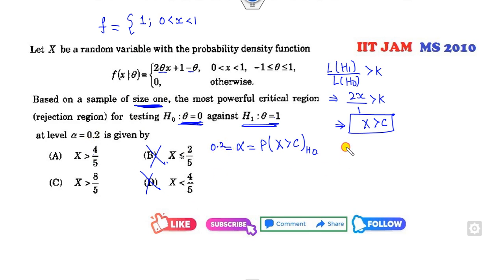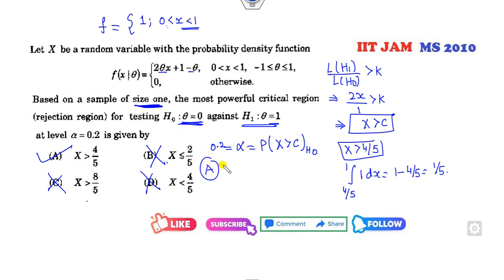Fine. If I take x is greater than 4 by 5, can you find the probability under this? It is the integral from 4 over 5 to 1 of 1 dx. It is 1 minus 4 over 5. So 1 over 5 is 0.2, satisfied. If it is 8 by 5, then 8 by 5 is outside of this, so the answer is not 0.1. So the correct option A is my right answer.